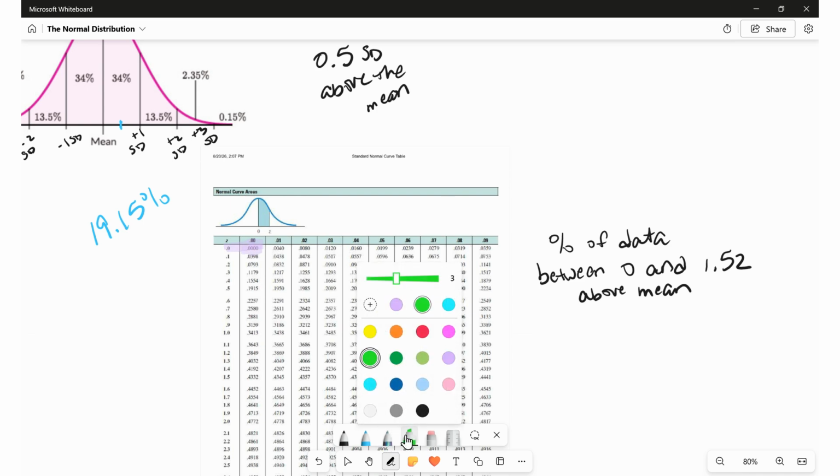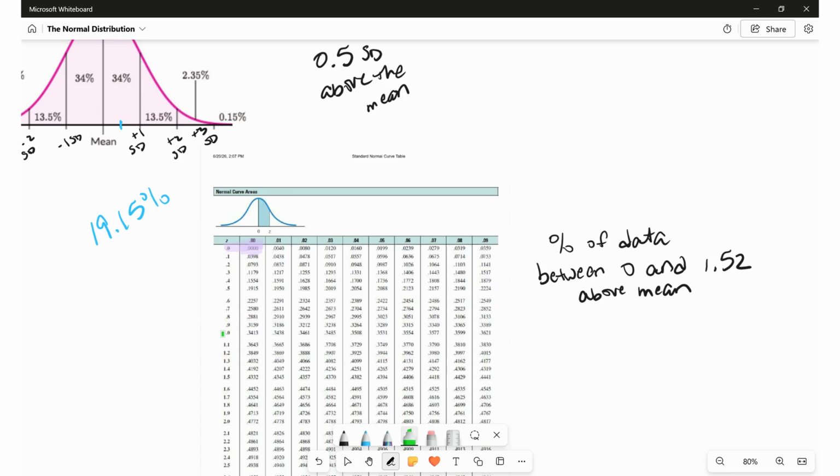But now we need to find 1.52. So we come down here and we find 1.5. Okay. And then we have to put that 2 on the end of it. And we want to find the intersection of these two areas. And we find this right here, which is 0.4357 or 43.57%.